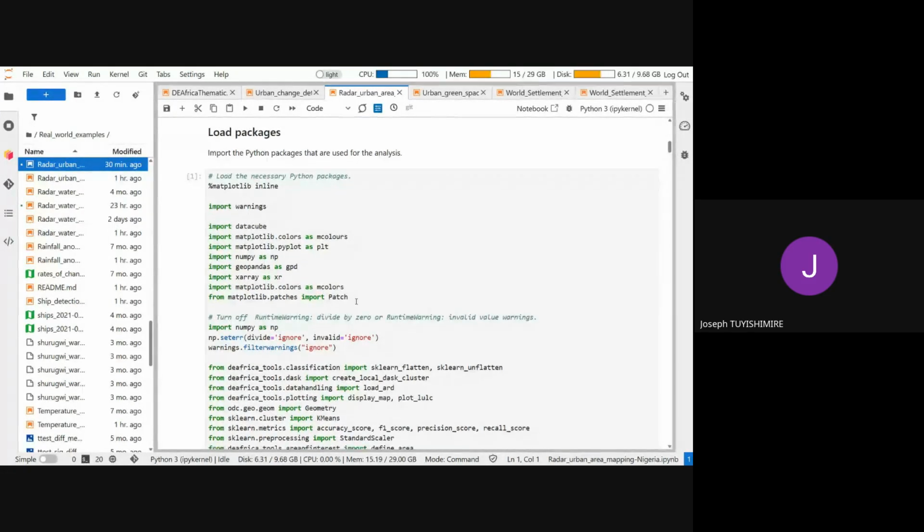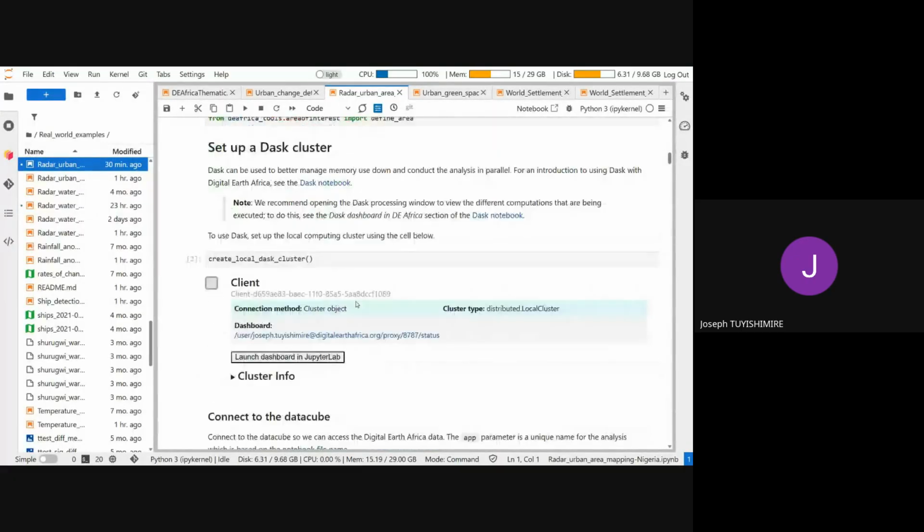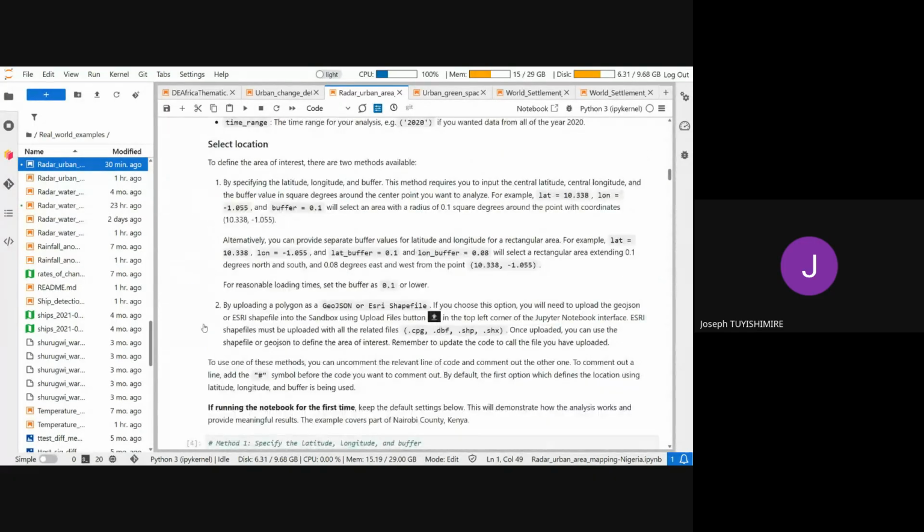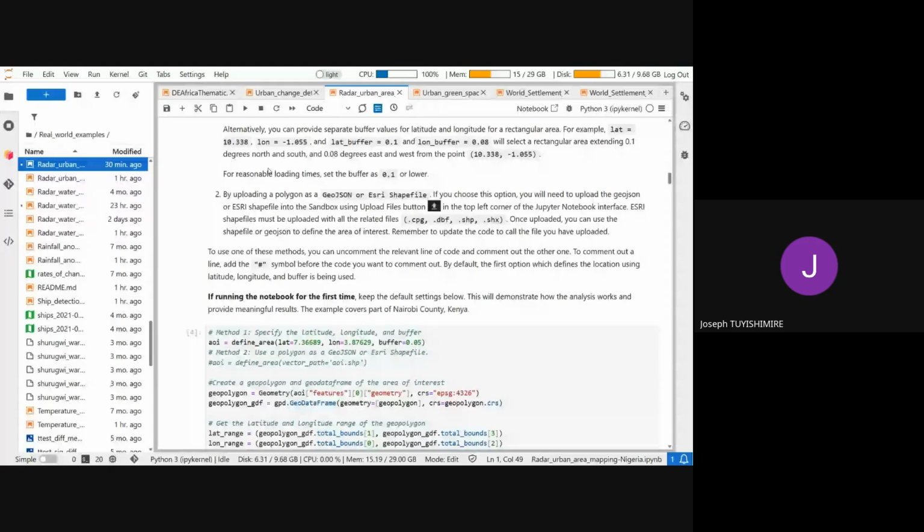Once again, we import the packages. As I said, we create a local Dask cluster and connect to the datacube. We use urban area mapping. And of course, we define our study area once again.